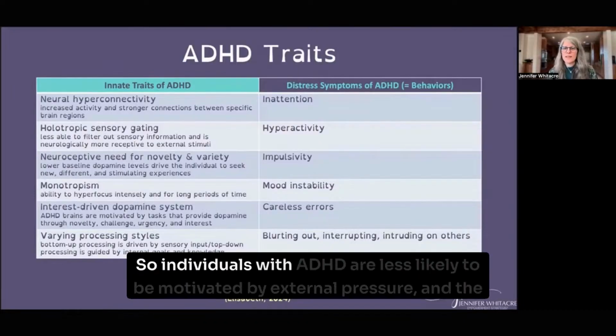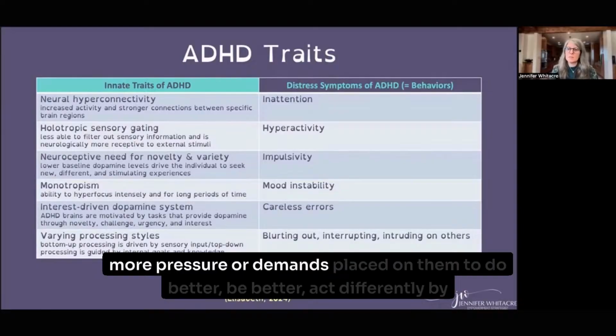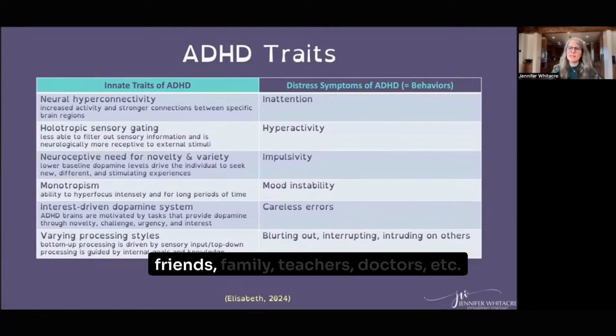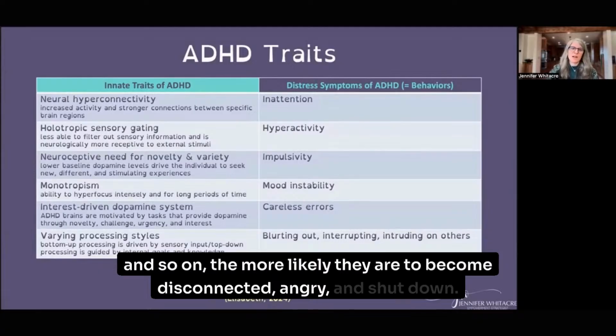So individuals with ADHD are less likely to be motivated by external pressure, and the more pressure or demands placed on them to do better, be better, act differently by friends, family, teachers, doctors, etc., and so on, the more likely they are to become disconnected, angry, and shut down.